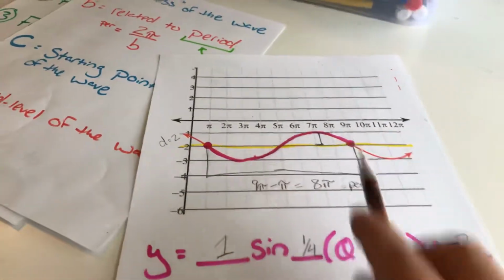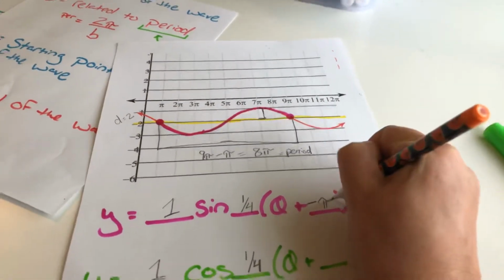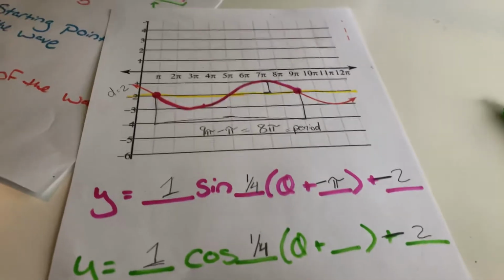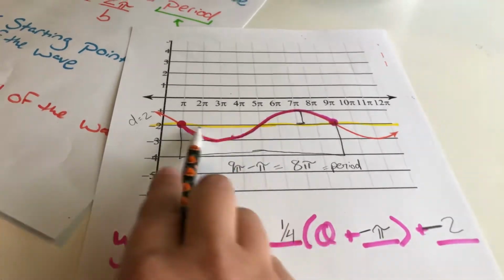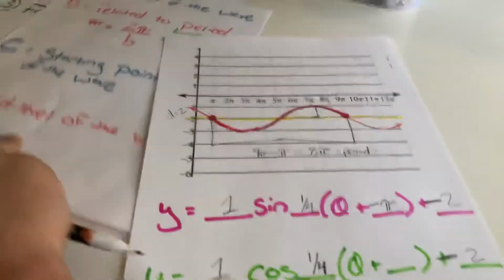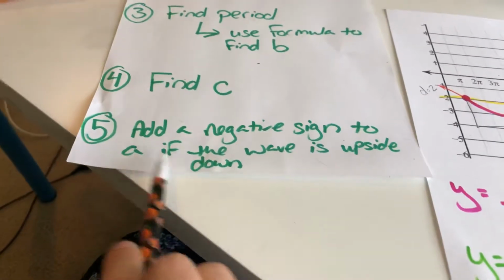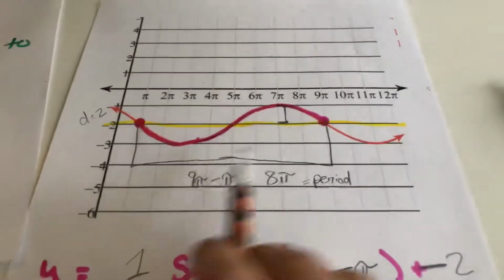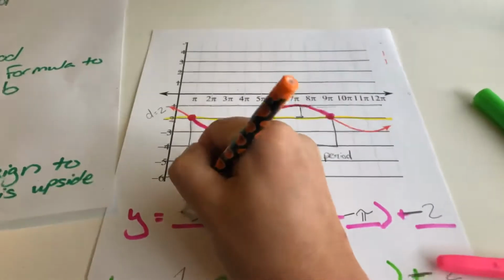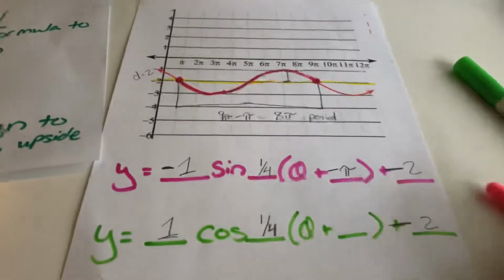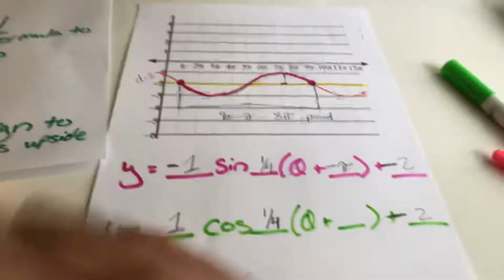And this is a sine wave, so I'm going to fill that in on the sine wave formula. Minus pi. And you'll notice that the sine wave I had picked out went down first, so it's a negative sine wave. So I'm going to do my step 5 here. Add a negative sign to the a value if the wave is upside down, which this sine wave that I picked out was. And so I'll just stick a negative in front. So my sine equation is done, other than the fact that I should probably make it look a little prettier, but you can do that later.